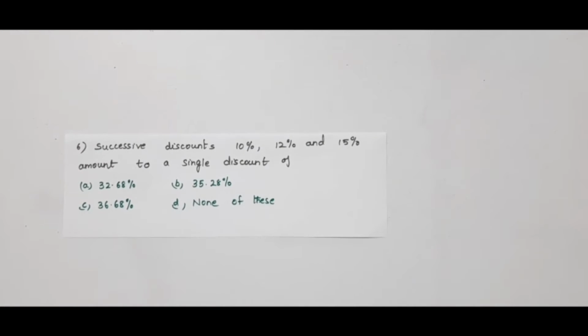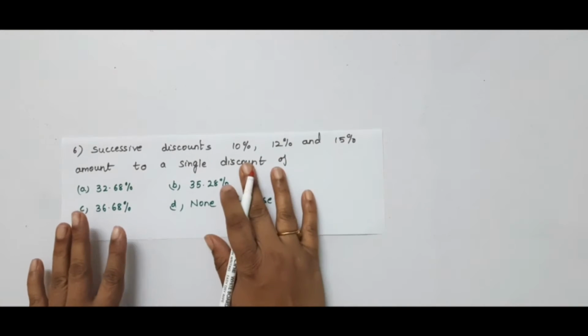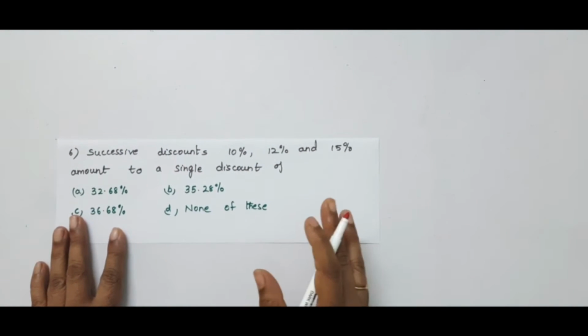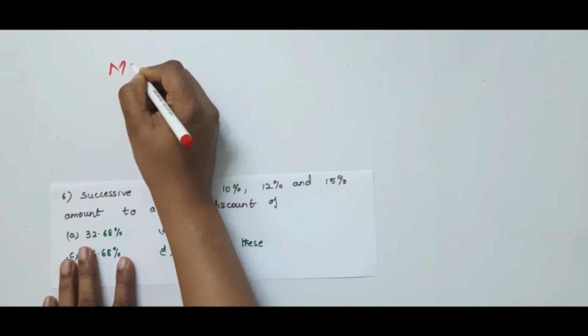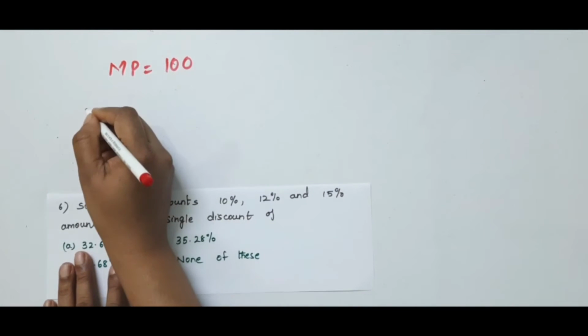Next problem. Successive discounts 10%, 12% and 15% amount to a single discount of what? Options given as option A 32.68%, option B 35.28%, option C 36.68%, option D none of these. So these discounts we have to convert to a single discount. If this type of problem is given, that is, if they give successive discounts of 3, 2 or anything, just first take the market price as 100.